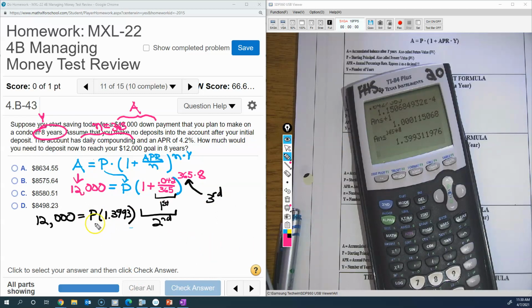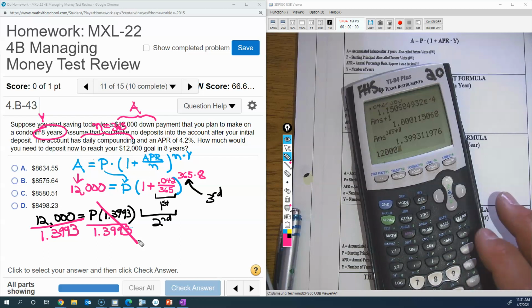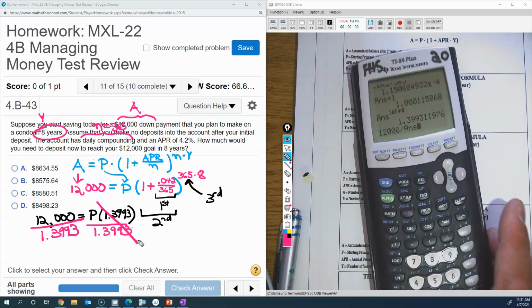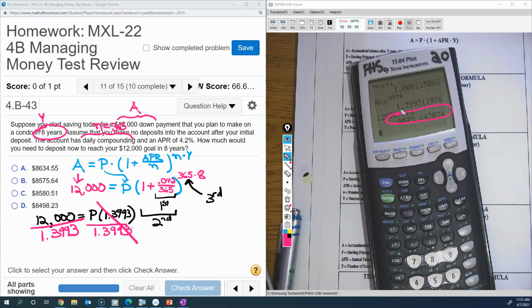Now to get P by itself, I'm going to divide by what's in my calculator. Here's how you can do it without having to retype it. 12,000 divided by second answer. So it uses the last answer, puts it in that place, and then hit enter. And that's how much money you need to start with.